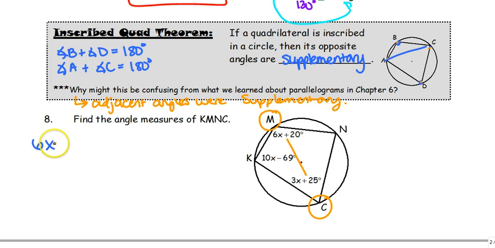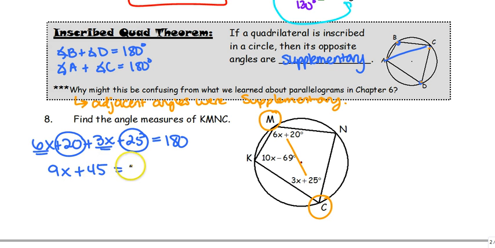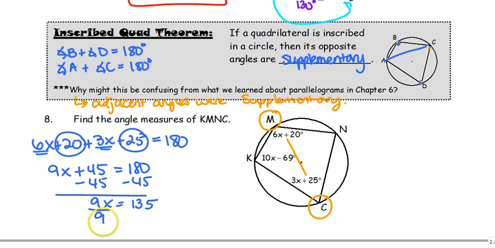So I take that 6x plus 20 from angle M, and I add that to 3x plus 25 from angle C, and I set that equal to 180. Those two angles being supplementary add up to 180. Combine my like terms to get 9x, and 20 and 25 to get 45. Move our 45 over to the right-hand side. We get 9x is equal to 135. We divide by 9, and we find that x is going to be equal to 15. Now my goal was not to find x, my goal was to find the angle measure. So I'm going to find all of those angle measures.